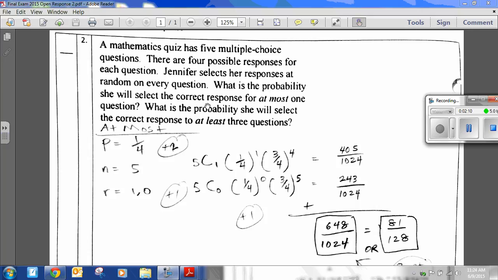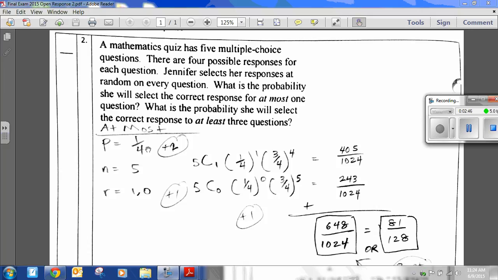Next, what is the probability she will select the correct response for at most 1 question? Well, since there are 5 questions, n equals 5, and at most 1 means 1 is the highest number it could be, she could also get 0 correct. So we must go ahead and set up our binomial probability expression, which is 5 choose 1, right? nCr, probability of success to the number of successes, probability of failure to the number of failures.